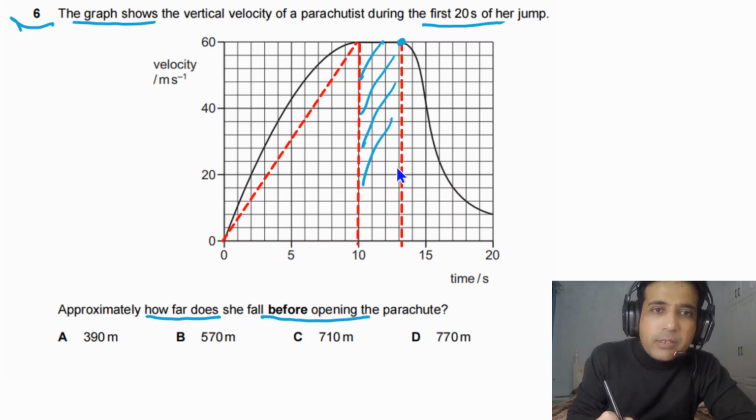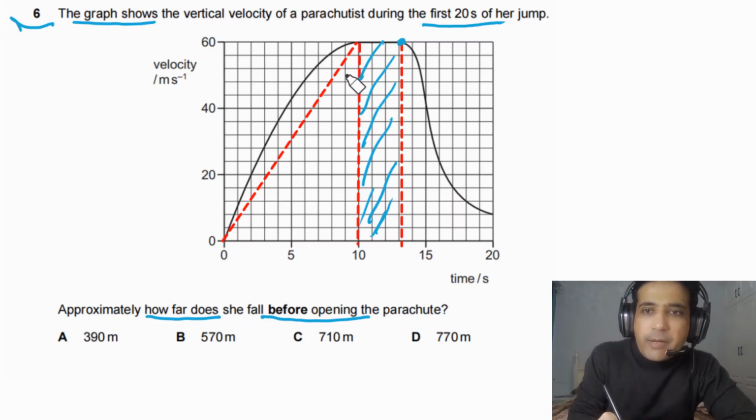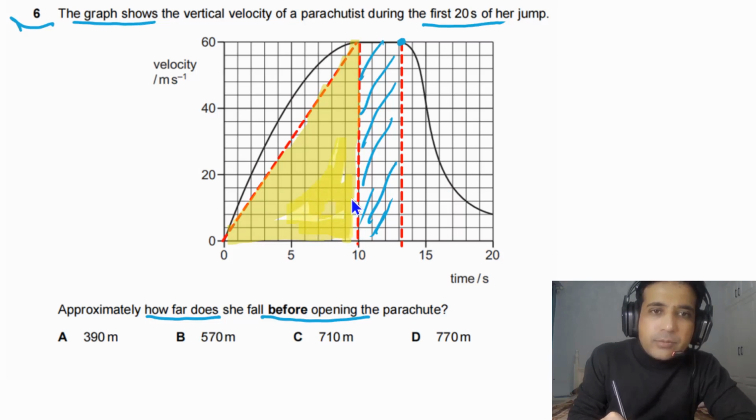So this area we will try to calculate, and then we will try to calculate this other area. Let me use this color so you can see which area we are calculating. This area of the triangle we need to calculate, and the area of the rectangle. So we need to calculate the area of the triangle and the area of the rectangle.